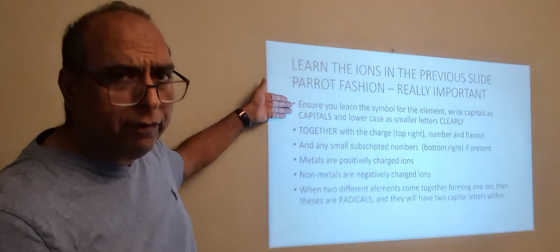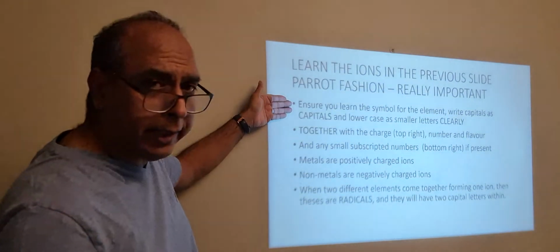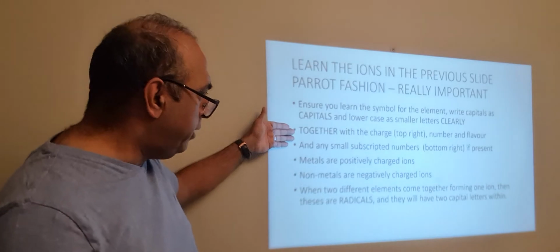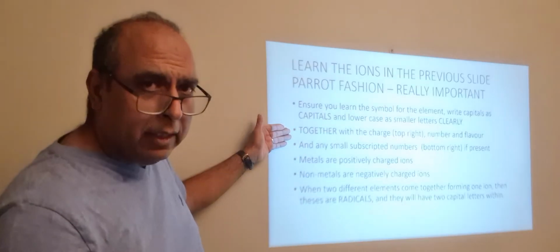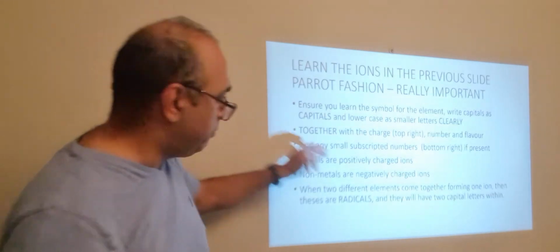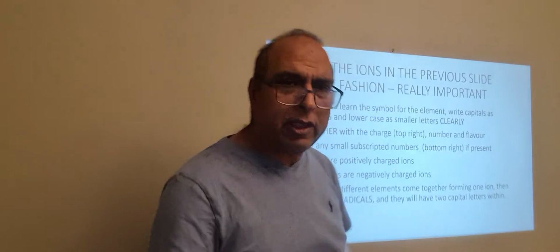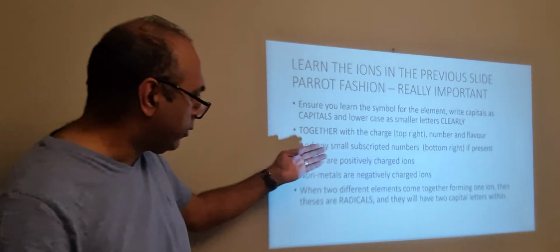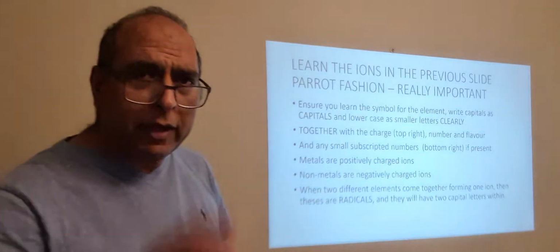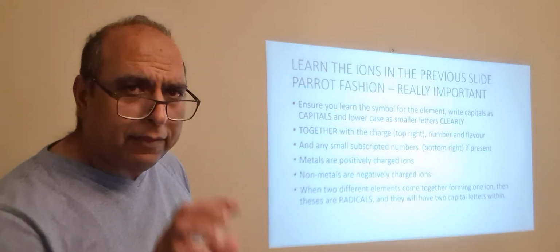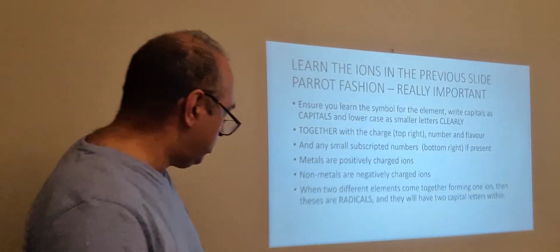So, as you've learned them, be very clear about capitals and lowercase. Be very clear that the charge is in the top right hand corner, like 2 positive. That's what I mean by number and flavour. Number is how many, flavour is whether it's positive and negative. Be very clear that if there are any small numbers, they're subscripted and they help you decide how many atoms of each you've got.